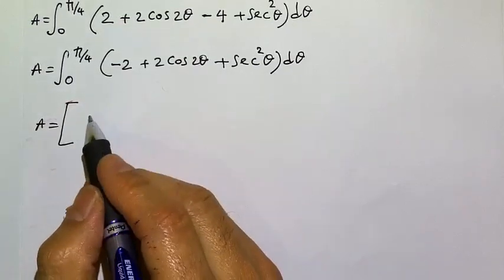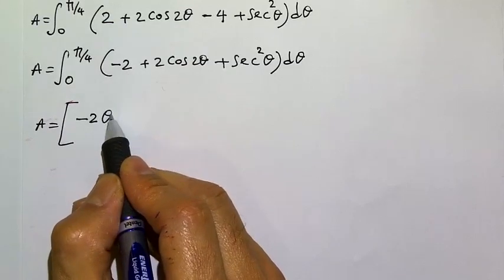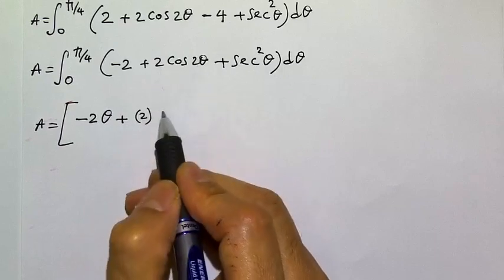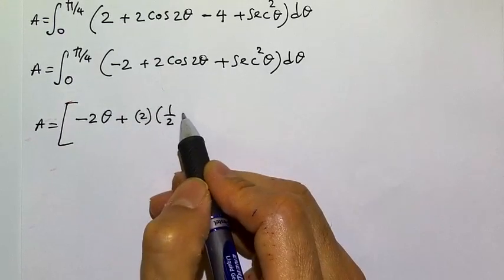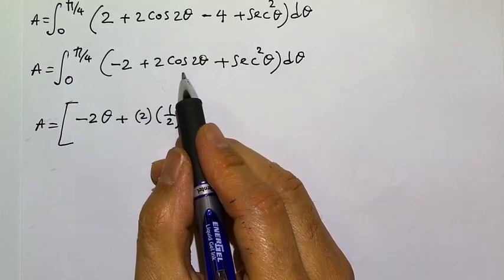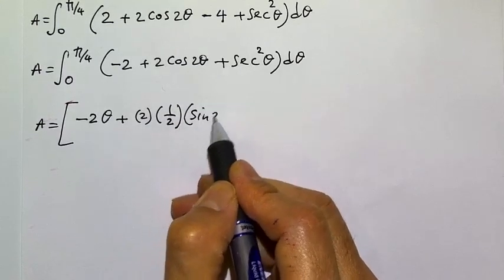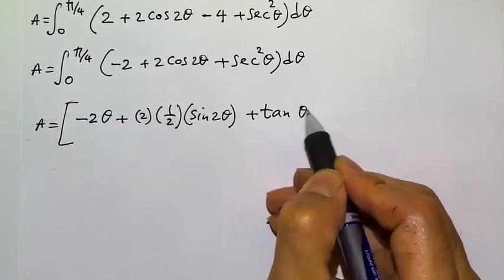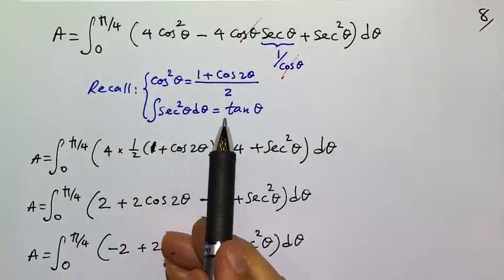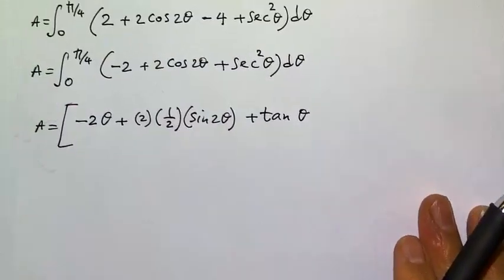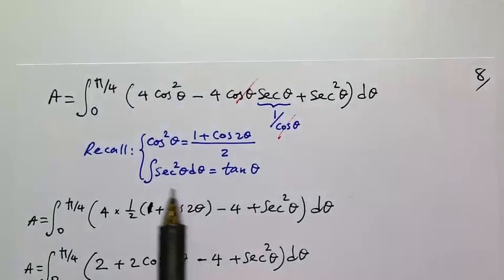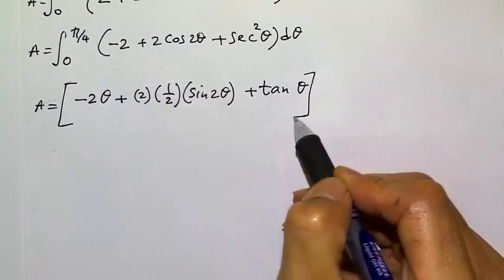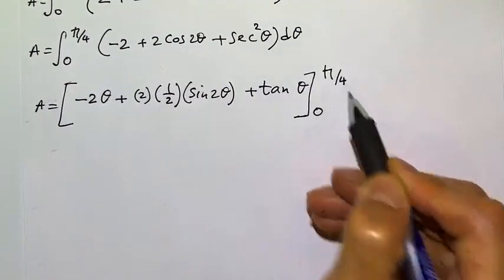So this one would be minus 2 theta. This one would be plus 2 times 1 over 2 times sine of 2 theta, plus, of course, tangent of theta, which we noted earlier. Okay. So these integrals are also in the back of your book too. All right. So all of that going from 0 to pi over 4.